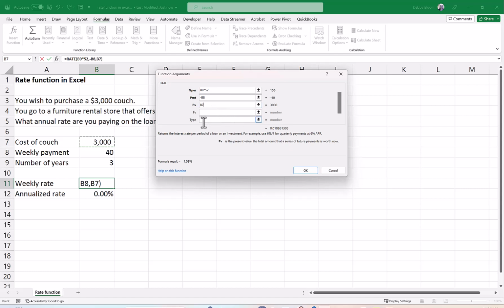Type would be if the payments are at the beginning of the year or beginning of the week instead of the end of the week. In this case, it's a normal payment at the end of the week. And as I said, future value was if you were saving up for the couch and got it after the last payment. So now we click OK.